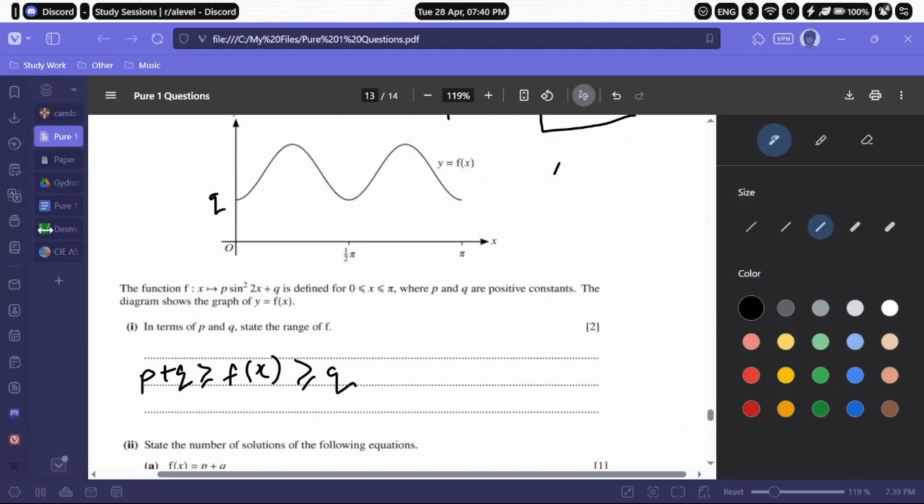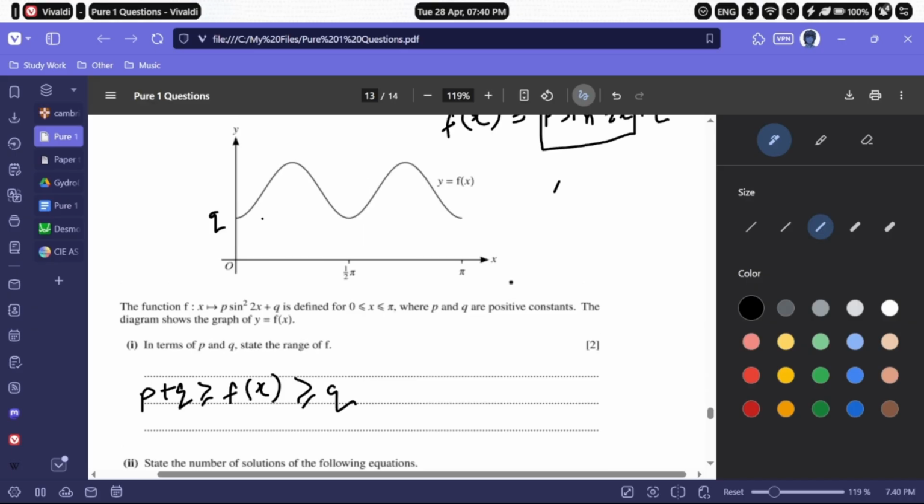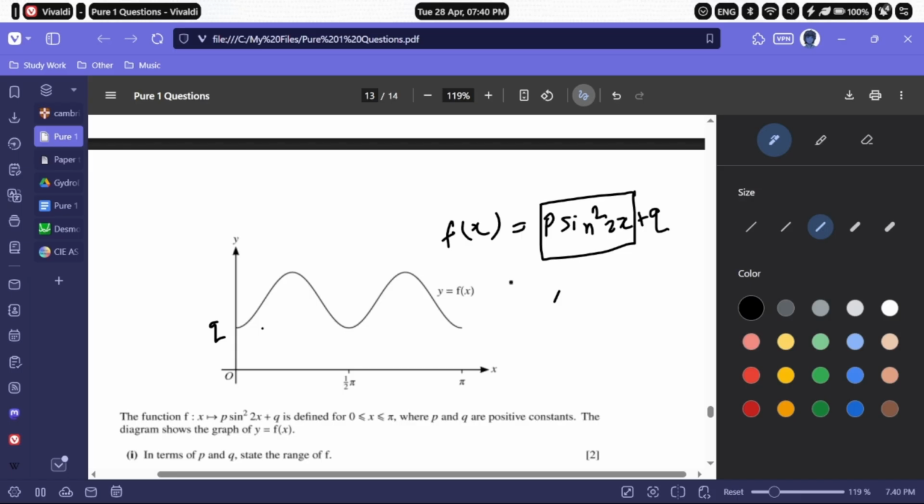So this is your sine square 2x. The minimum value you can take is 0. The maximum value you can take is 1. So your maximum value would be when sine square 2x is 1, which means it would be p plus q. And your minimum value would be when sine square 2x is 0. That's when it would be q.